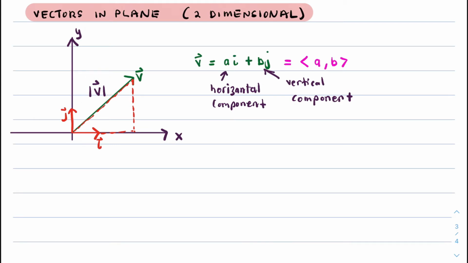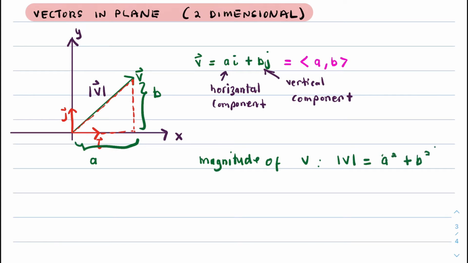Now, what is the magnitude of v? Magnitude of v, represented as the modulus of v, is equivalent to your Pythagorean theorem, where this component is a, and this component here would be b. So you will have the square root of a squared plus b squared. What else can you know from the diagram? Another thing is that you can have an angle. This particular angle, we call the direction angle.